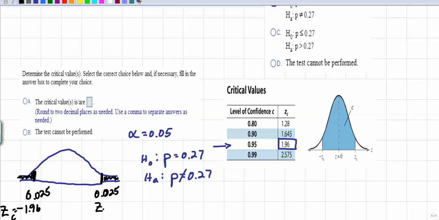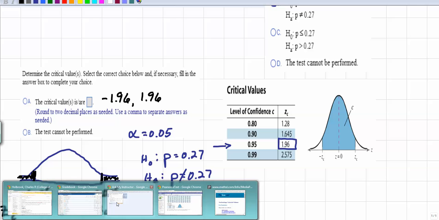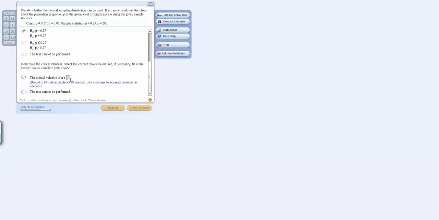And up here it's going to be a positive value. So in my stat lab you would write negative 1.96 comma 1.96. So you'll see that I'll click into this field, I'll type negative 1.96 comma 1.96. I'll hit enter, and it tells me that I've done a good job. And then I'm going to go on and find the z-test statistic.